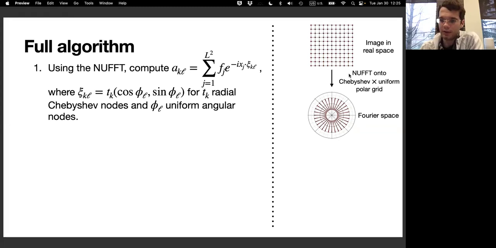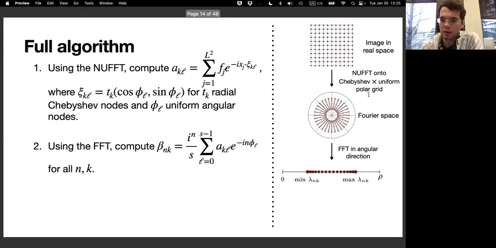And the next step is that for each radial shell, we take an angular FFT. So one at the outer radius, one at the next radius, and so on. And we end up with a quantity defined for each of these Chebyshev grid points. That's what I call beta here. It's not quite the continuous beta that we had before, but it's the discrete counterpart.